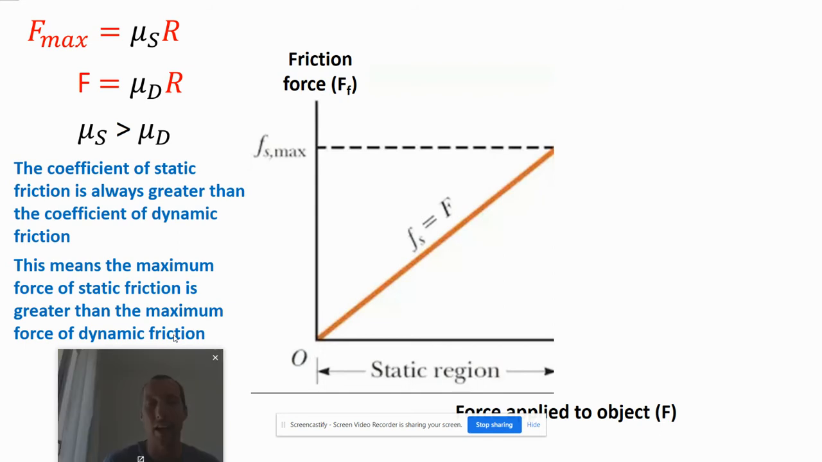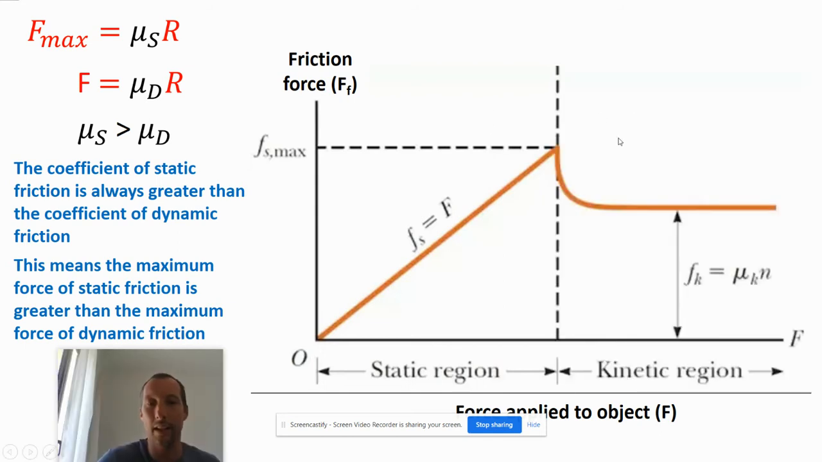And we see that on the graph, because this is what the rest of the graph is going to look like. As I push on the book in the static region, it pushes back exactly the same, and again exactly the same, until I get to the maximum value of static friction. And then the object will start to move. But as it starts to move, the frictional force drops to a new constant. Now, this is my dynamic friction. And it doesn't matter how fast I make it go, the frictional force stays constant.